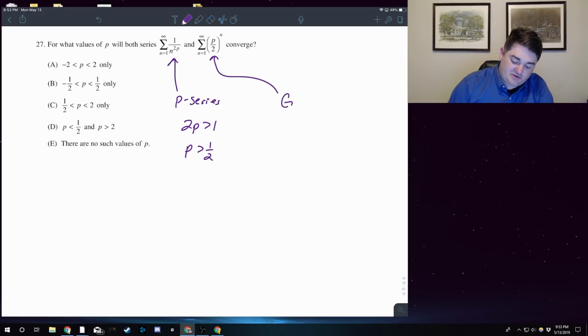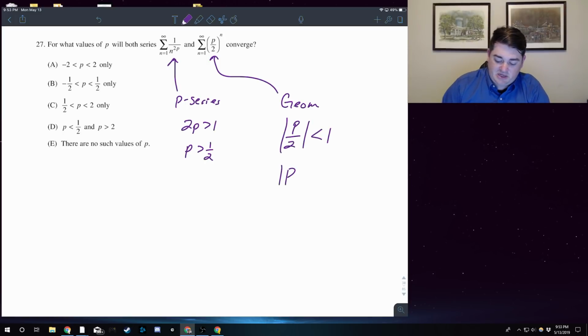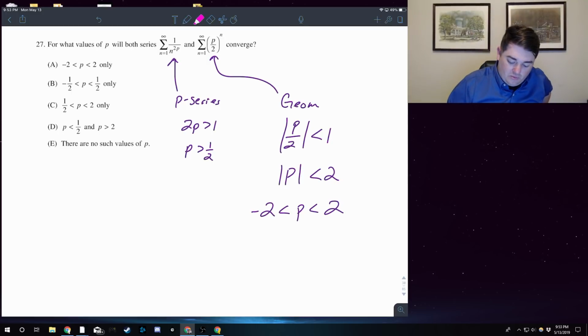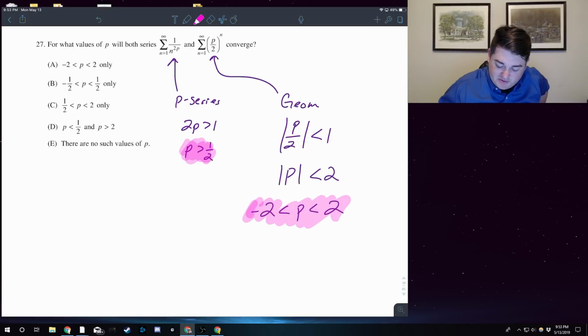This is geometric. It's going to converge if p over 2 in absolute value is less than 1. So I need p in absolute value to be less than 2, so I need p to be between negative 2 and 2. So what value of p makes both of these true? You got to be bigger than 1/2 but smaller than 2. There we go.